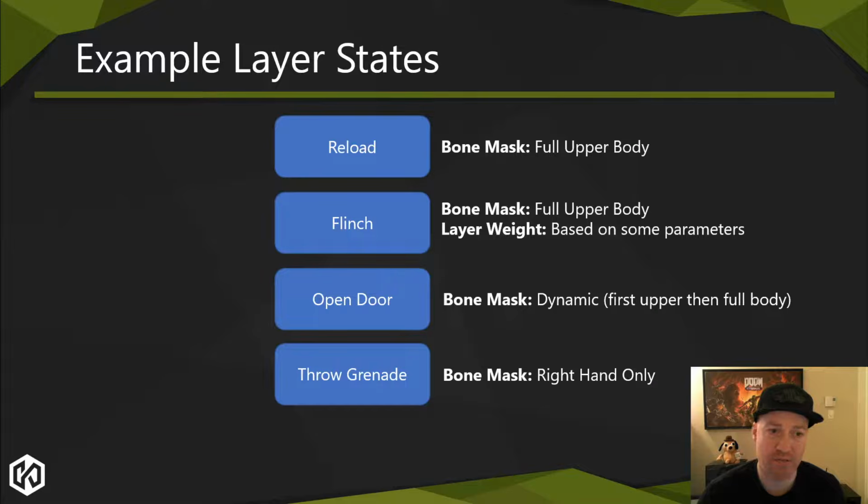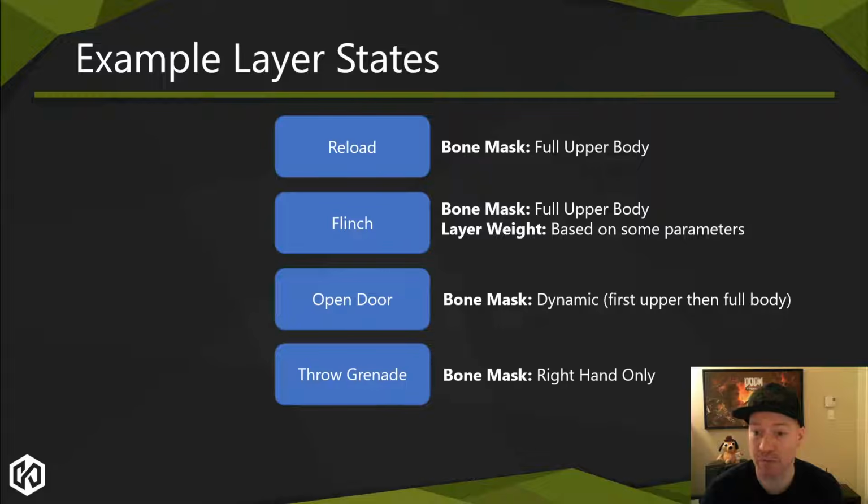So imagine we have a bunch of very different layers in one state machine. I build a state machine and I say, well, I don't want to create a layer that's upper body, and I don't want to create a layer that's full body. I want to have just a layer with a bunch of actions. So my reload state will specify, hey, I have a full body bone mask. So whenever I go into this, I basically override the entire pose. I then have a flinch state, which is also full body, but my layer weight is adjusted based on some parameters. So for example, it will blend in fast and blend out fast, right?